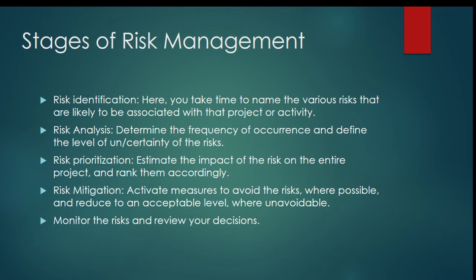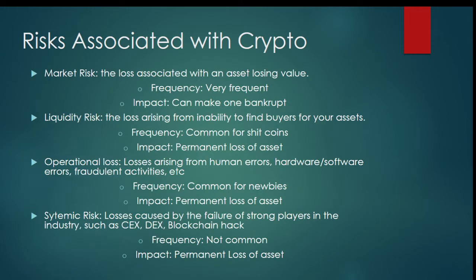So let's be a little bit more specific to cryptocurrency and put these various steps into perspective. What are the risks associated with cryptocurrency? There are different types of risks, and these different types of risks have different frequency of occurrence and they have different impact. Or should I say, almost all of them have similar impact. So, what's the first risk? The first risk is market risk.